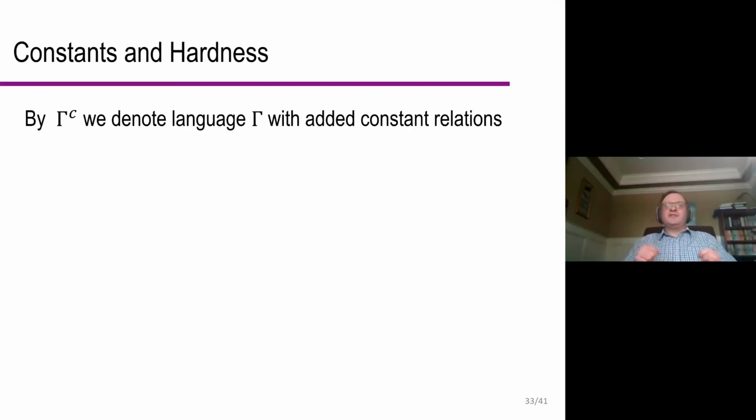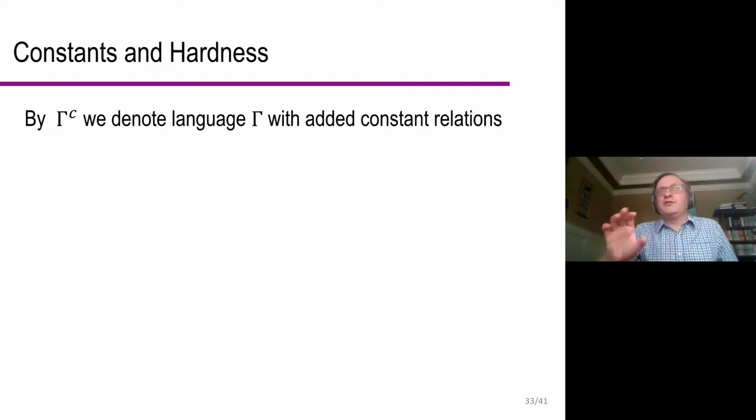So one of the standard steps is adding so-called constant relations to the language. What is a constant relation? A constant relation is a unary relation that contains only one tuple. In terms of CSPs, this is basically allowing ourselves to say, this variable must take this value, full stop. Right? So a very strict constraint, like assigning a specific value to a specific variable. That would be a constant relation. This is how constant relations are used.